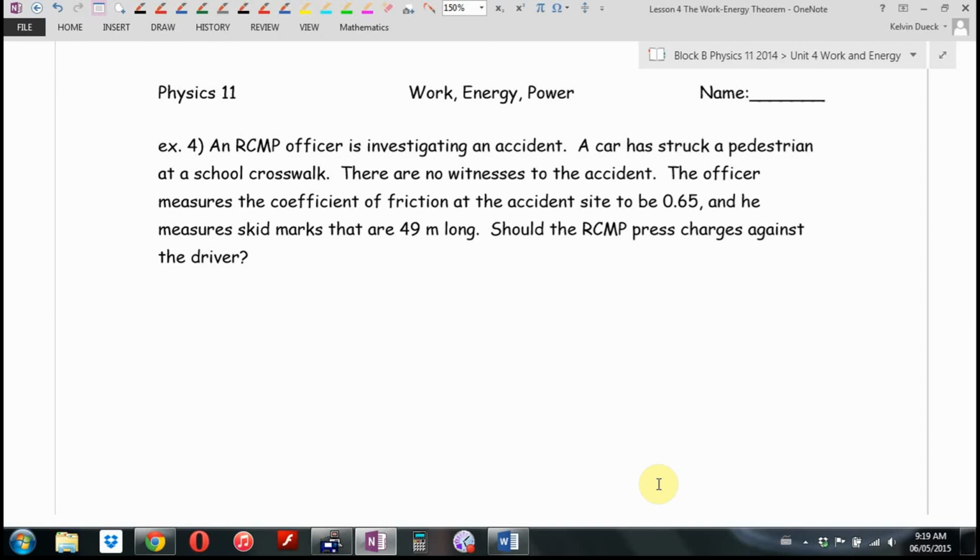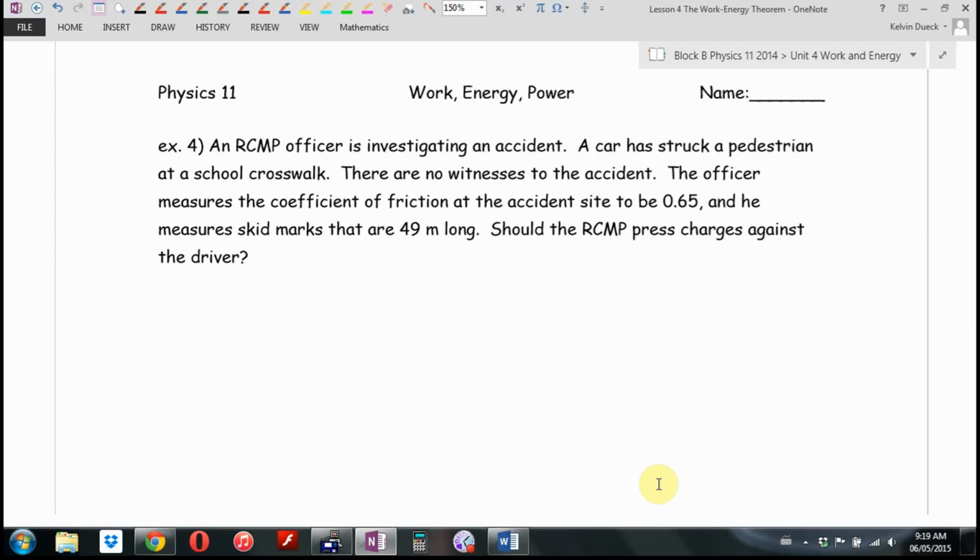Here's an actual investigation. An RCMP officer is investigating an accident. The car has struck a pedestrian at a school crosswalk. There are no witnesses. The officer measures the coefficient of friction at the accident to be 0.65. There are various instruments that you can use to measure the coefficient of friction in the pavement. And with a tape measure, he measures the skid marks are 49 meters long. Should the RCMP press charges against the driver? We want to find initial speed.